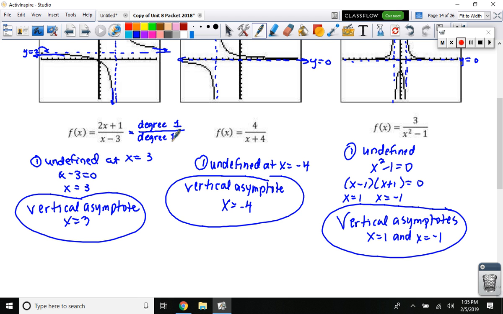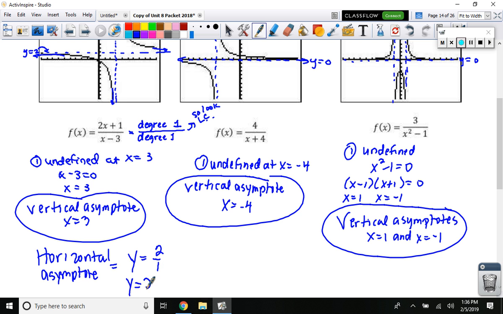So down below, what does it say? If the degree of the top is equal to the degree of the bottom, where do I look? Lead coefficient. Look at your lead coefficient. What's the lead coefficient of the top? 2. What's the lead coefficient of the bottom? 1. So y equals 2 over 1, or y equals 2 will be your horizontal asymptote. This is what we got, looking at the graph. That's what we thought, looking at the graph.